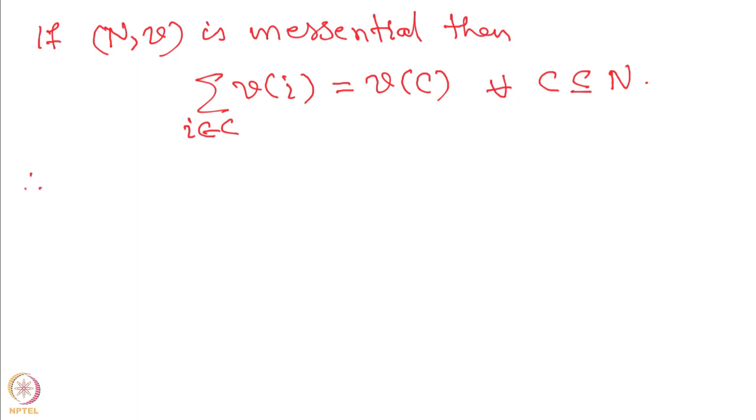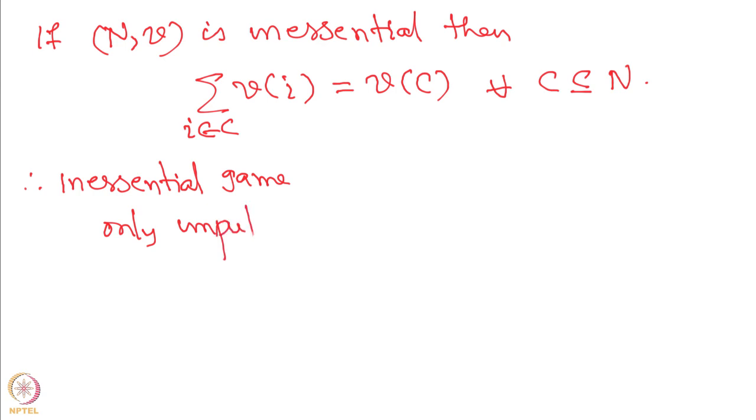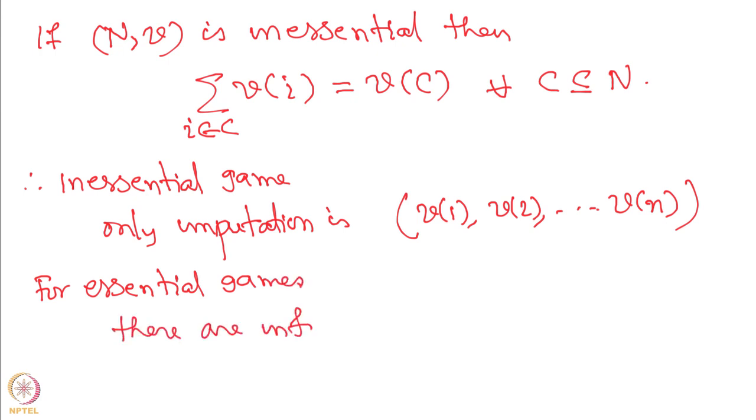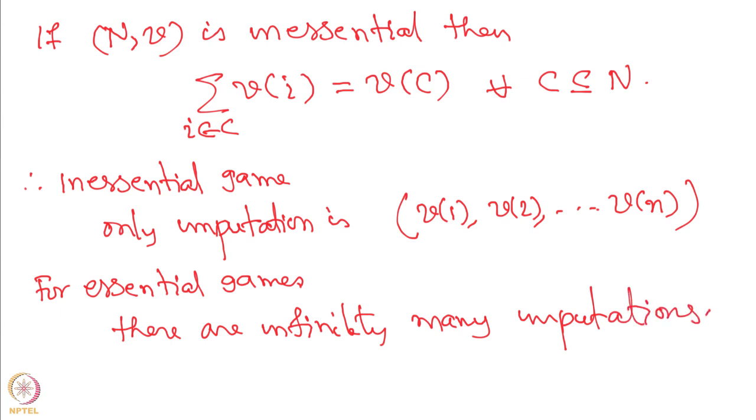Therefore, in the inessential game, there is only one imputation available. So for essential games, there are infinitely many imputations. So essential games will have many imputations, in fact infinitely many, which is not hard to see.